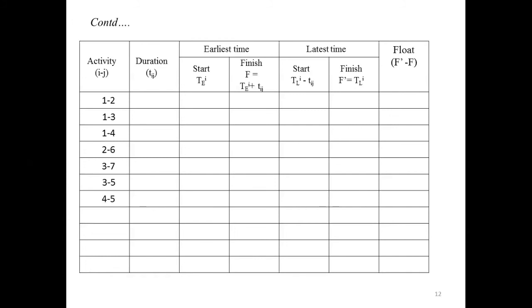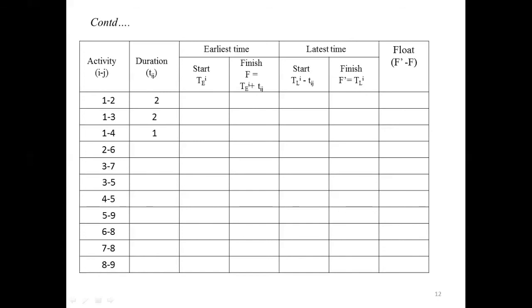Next, for the fourth node, you have an activity between 4 and 5, 5 and 9. Then you have activity between 6, 8. Then you have 7, 8. Then you have 8, 9. After writing activity between the nodes, you have to write the duration or the time taken to complete this activity. They are given in the problem.